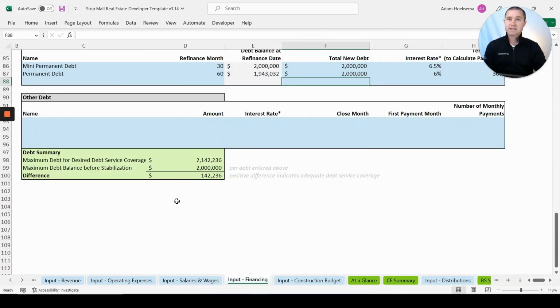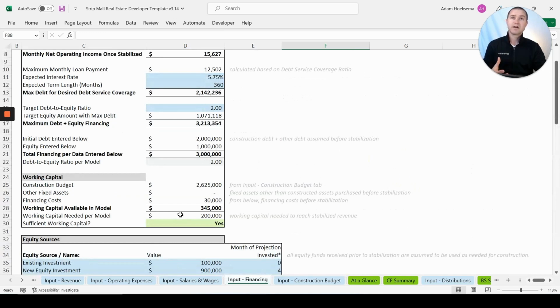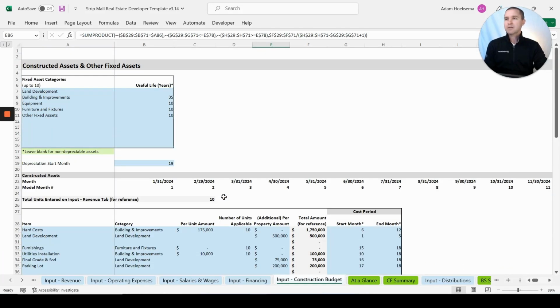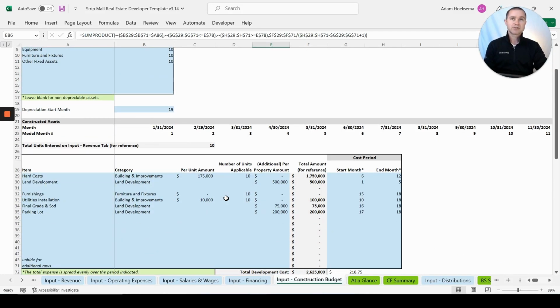But this is the goal of the model, to help you figure out, okay, based on what I'm planning and what I think I can operate as, how much net operating income can I generate? From there, how much debt and equity do I think I can raise? And that will ultimately set my construction budget, right? So that's the last input tab here. We can say, okay, now we know how much we have to work with here, and we'll enter in our construction budget assumptions here.